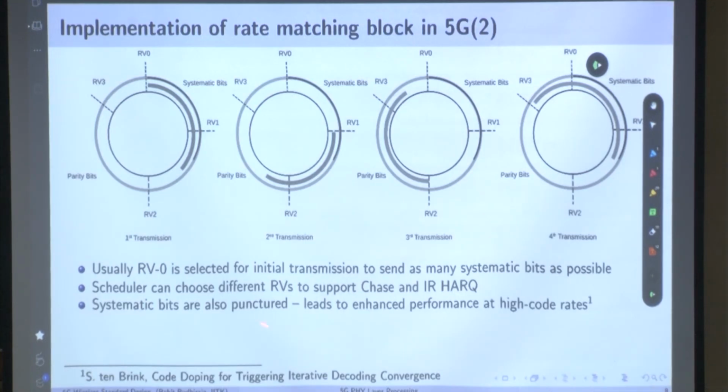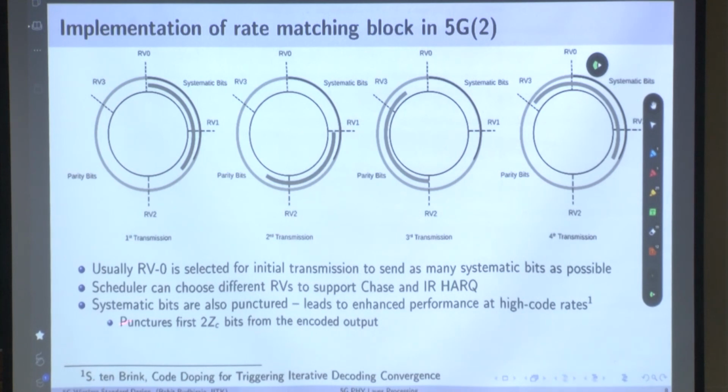This is something you should know. There is an additional piece of information: systematic bits are also punctured, which means that RV0 will not start from the beginning. I have shown it here. It will drop a certain number of message bits also. People have realized that if you puncture these systematic bits, it leads to better performance at high code rates. The LDPC decoder will give you better performance. They are all coding related ideas, but you should know why this is being done. If you want to read about it, there is something more in this paper.